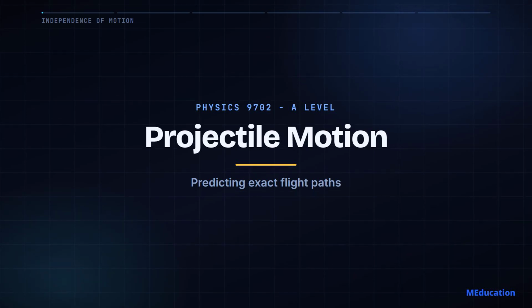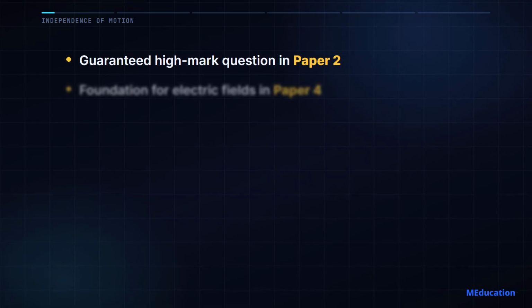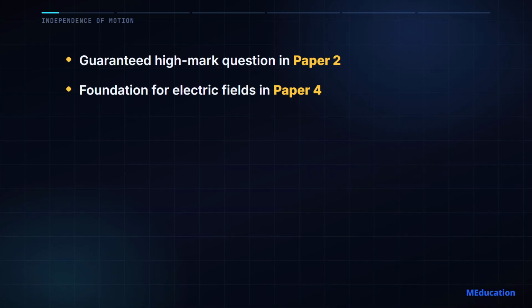Welcome! By the end of this lesson, you will be able to predict exactly where a thrown object will land, how long it stays in the air, and how fast it travels when it hits the ground. Projectile motion is the ultimate test of your kinematics toolkit. It is a guaranteed high-mark question in Paper 2 and forms the mechanical foundation for electric fields and particle physics in Paper 4. Before we calculate anything, we need to establish the core principle.